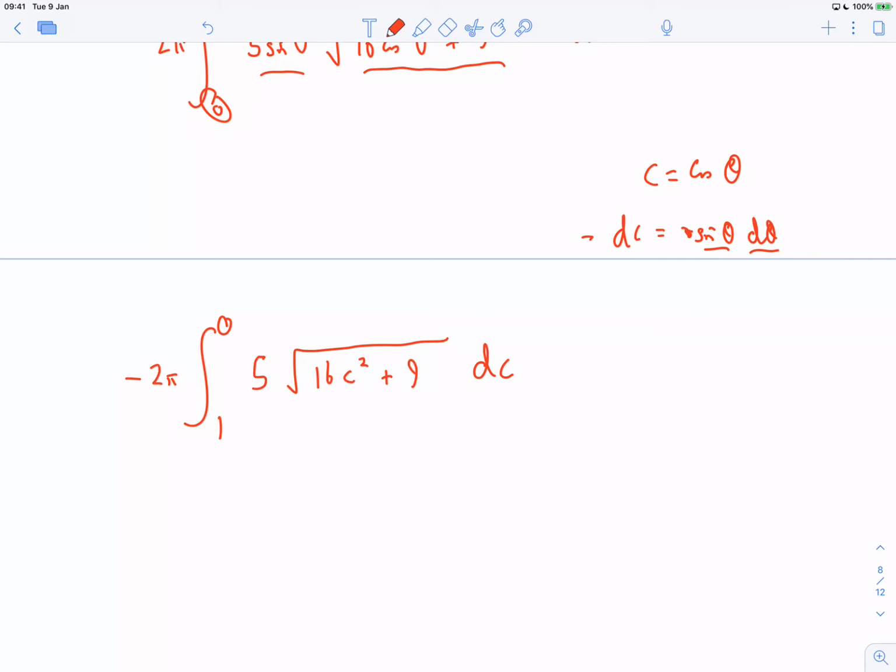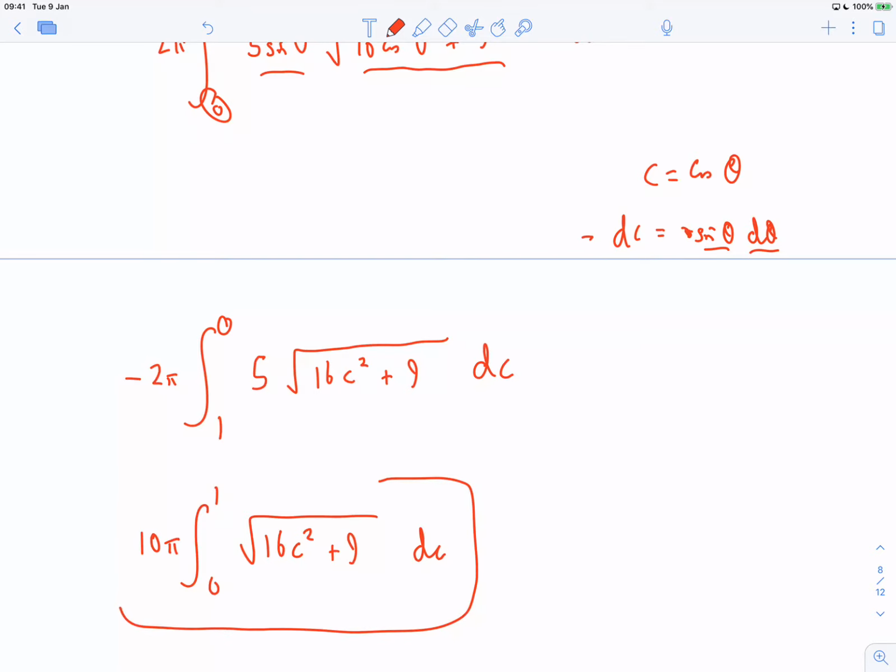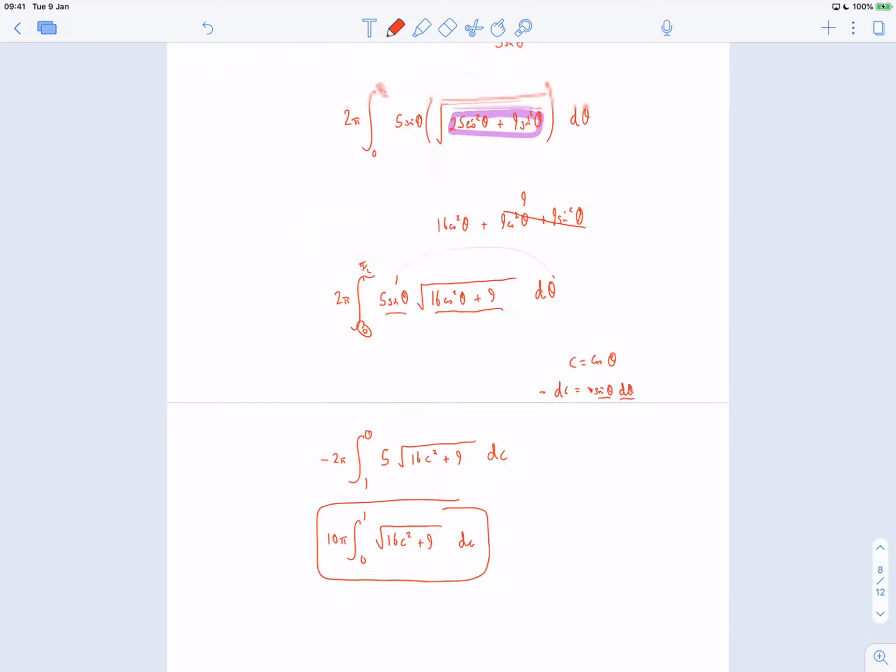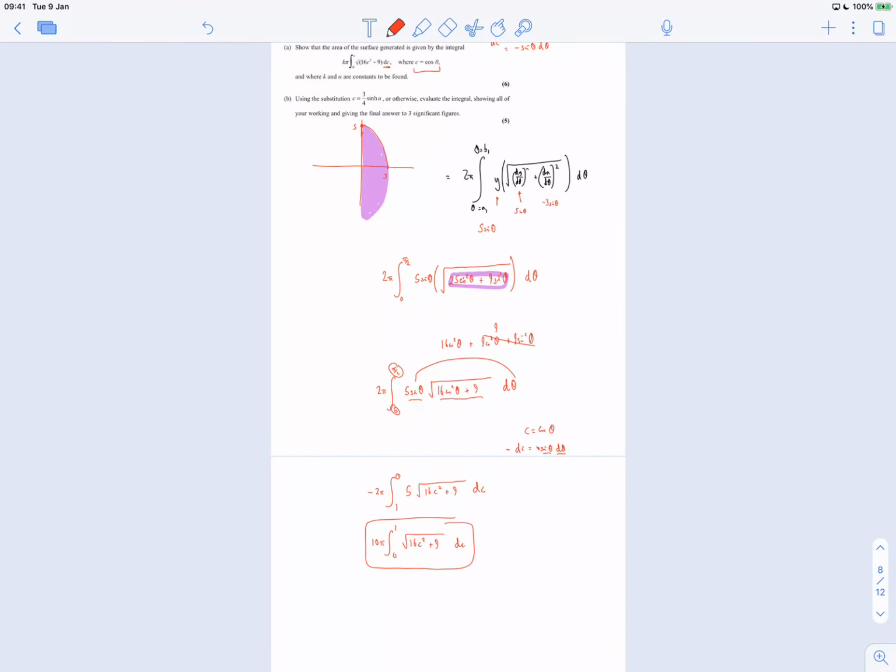So then I can take the minus sign out and I can have a 10 pi, the integral between 1 and 0 of the square root of 16c squared plus 9 dc. I think that's right, isn't it? Is that what we wanted? So some amount of pi, integral between 0 and something of the square root of 16c squared plus 9 dc. Yes, so actually k equals 10 and alpha equals 1. Okay, so that's part A done.